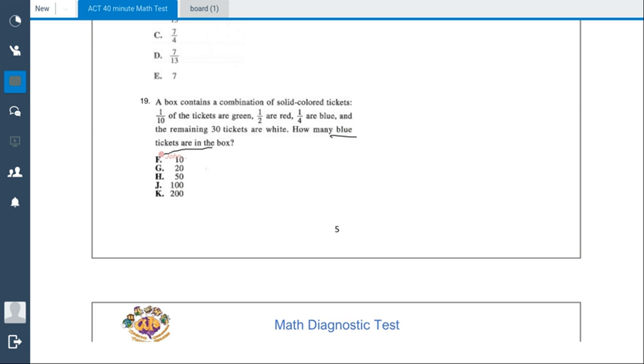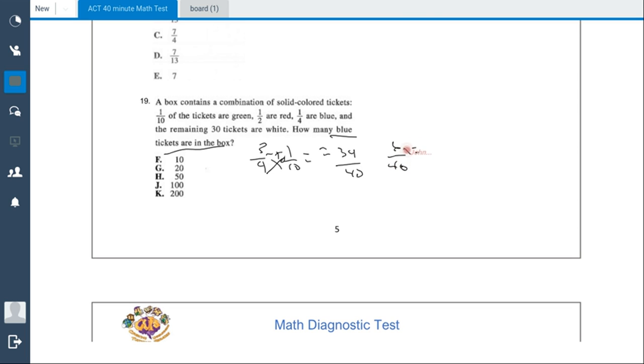How many blue tickets are there in the box? So they give me 3 different fractions and they say that the remaining value is 30. So let's figure out what the remaining value would be. So 100% of it would be all 3 of these added together. So I'm going to add all the fractions together. 1/2 plus 1/4 is 3/4 plus 1/10. If I do my cross multiplication, that's 34 over 40. So the remaining value would be 6 over 40.